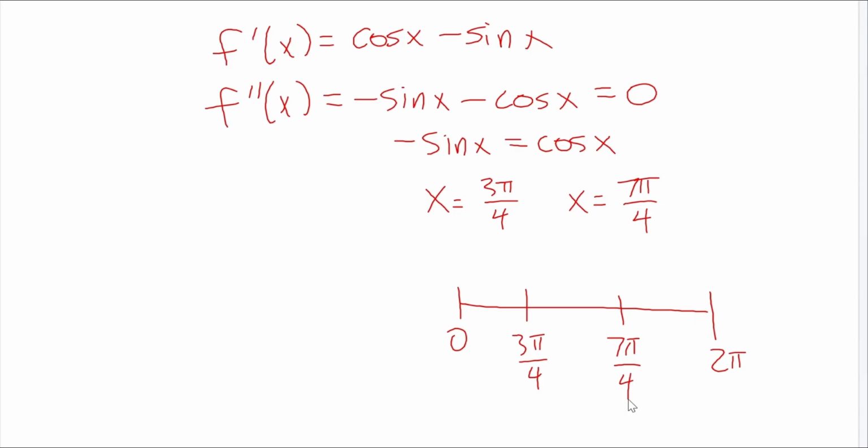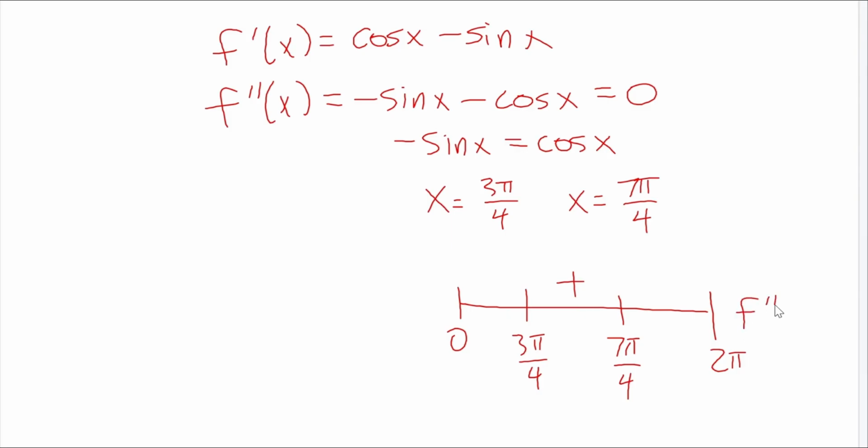Something between 3 pi over 4 and 7 pi over 4 would be pi. So if we evaluate our second derivative at pi, we have negative sine of pi. Well, sine of pi is 0, so that's just 0. And then we have negative cosine pi, which ends up being positive 1. So our function is concave up there. Remember, this is a sign chart for our second derivative.